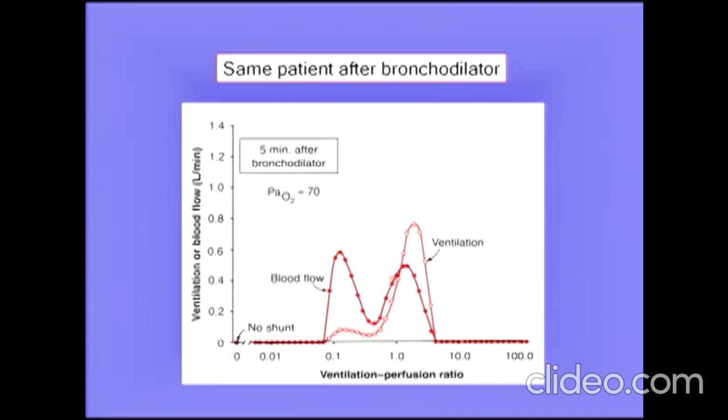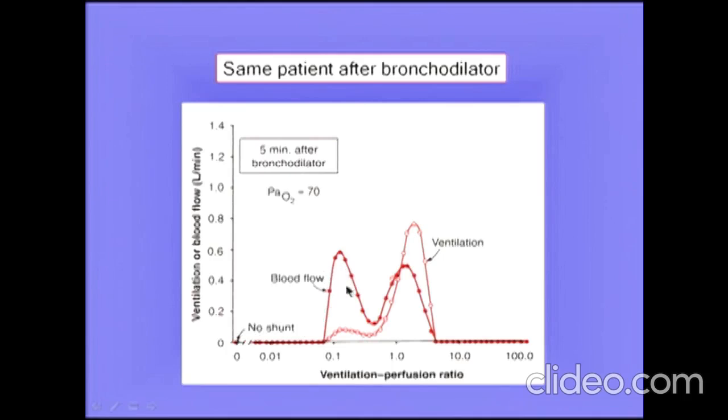Now, that patient was given a bronchodilator, and a very interesting change in the distribution of ventilation-perfusion ratios occurred. Again, you can see the normal mode of distribution here, but look, there was a big increase in the amount of blood flow going to lung units with low ventilation-perfusion ratios. Again, no shunt, as you can see.